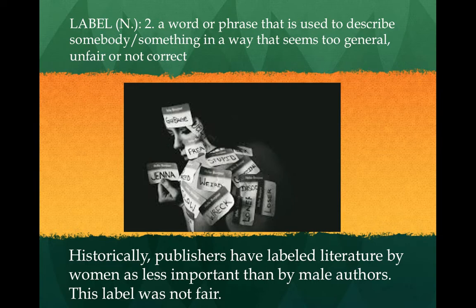Second definition of label, also used as a noun, means a word or phrase that is used to describe somebody or something in a way that seems too general, unfair, or not correct. So it's the same way. It's giving information about somebody, but in a general way that is not correct, that is not fair. Okay. Let's look at the example. Historically, publishers have labeled literature by women as less important than by male authors. This label was not fair.